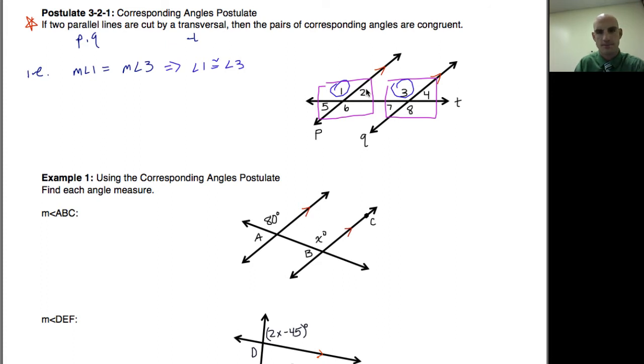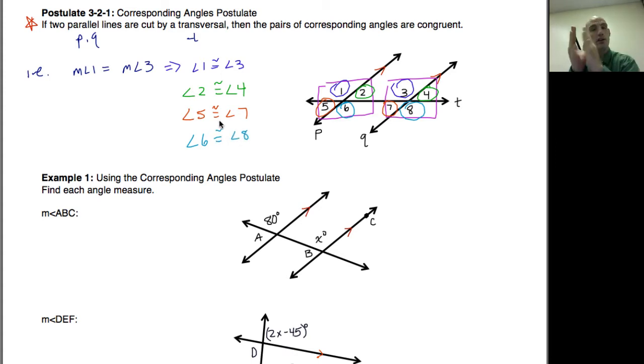I'm going to go in green this time. 2 and 4, that upper right-hand part. So angle 2 is congruent to angle 4. Let's use a little red. 5 and 7, so angle 5 is congruent to angle 7. And I'll go in a light blue color. 6 and 8. Angle 6 is congruent to angle 8. Corresponding angles, if they're parallel lines cut by a transversal, are congruent.